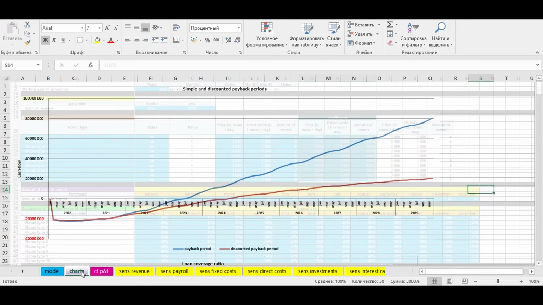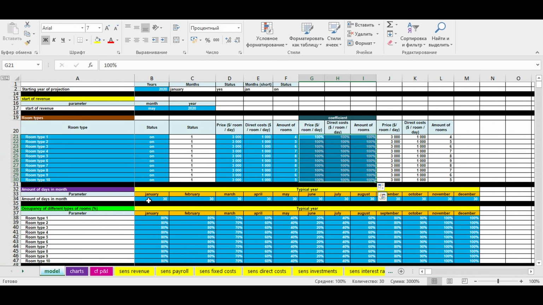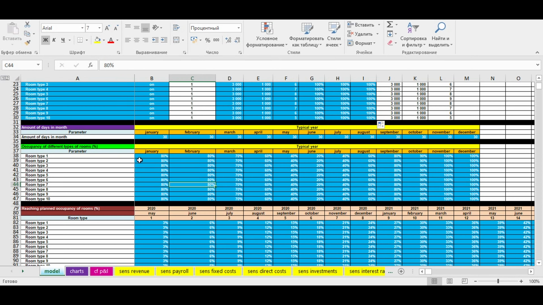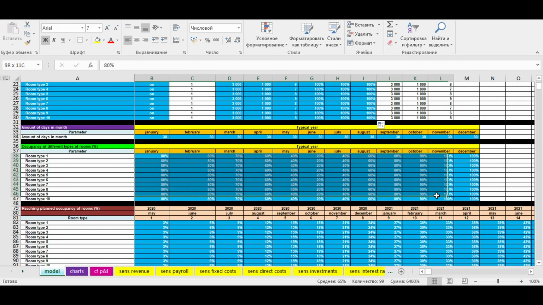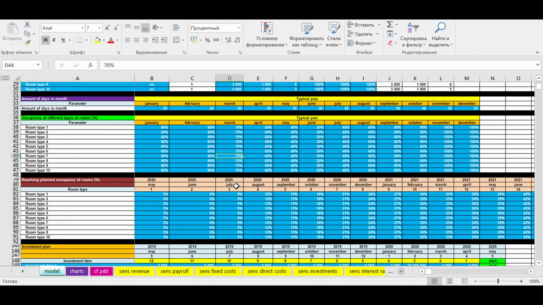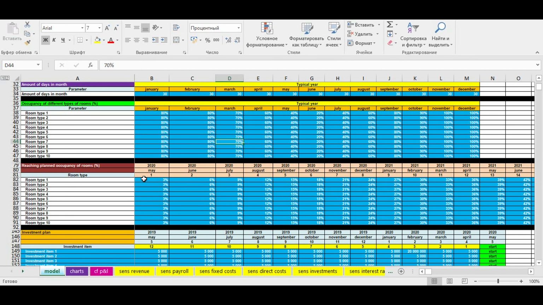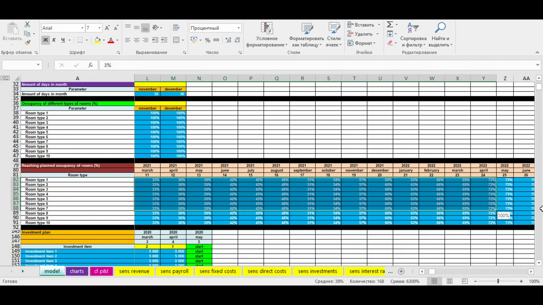The next table is a typical year where we set the amount of days to get a total of 365 days in a year. The next block of inputs deals with occupancy of all our room types inside a typical year. If our hotel has any seasonality, now it's time to mention it. Here, in this table, 100% value is a maximum. When we start our hotel, we won't be able to get maximum occupancy right in the first month. So, we need to set up the pace of achieving our planned occupancy.